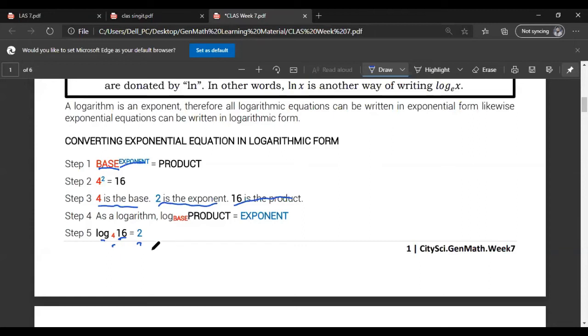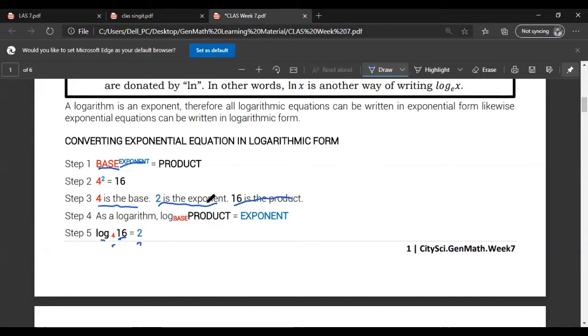Okay, nakikita niyo ba class yung logic kung paano siya ginawa? Kung paano saan napunta si 2, saan napunta si 16, saan napunta si 4. Ayan. Basta ang palatandaan dyan, class, yung 4 yung base. So kung ano yung base mo doon sa exponent, yun din yung base mo sa logarithm. Ngayon, kung ang answer sa exponential is product, ang answer doon sa logarithm is yung exponent.